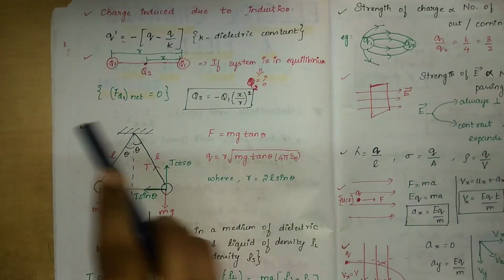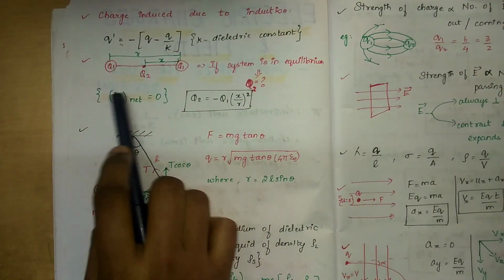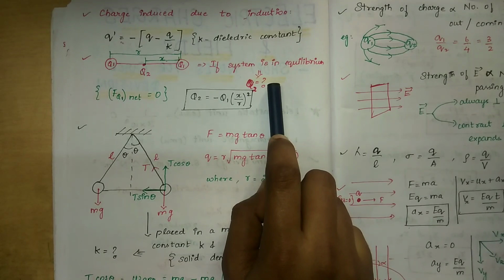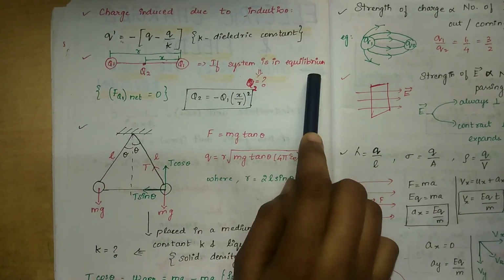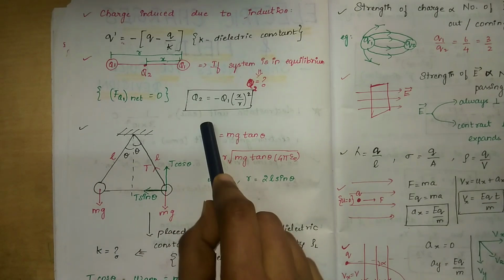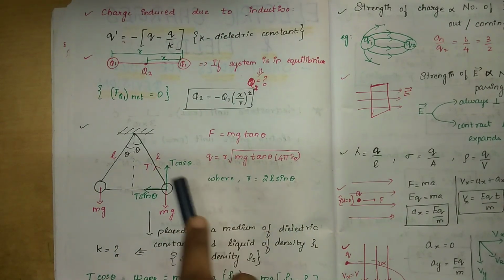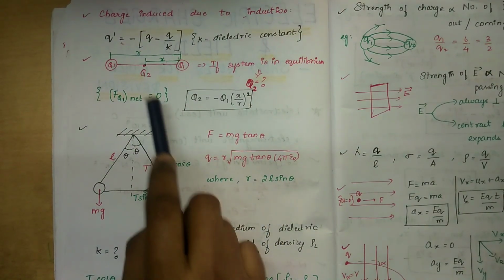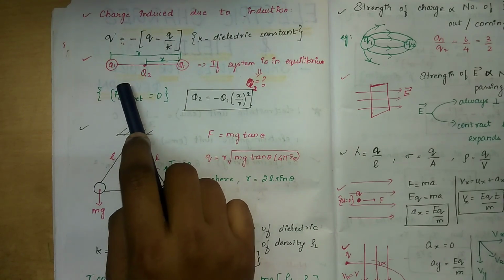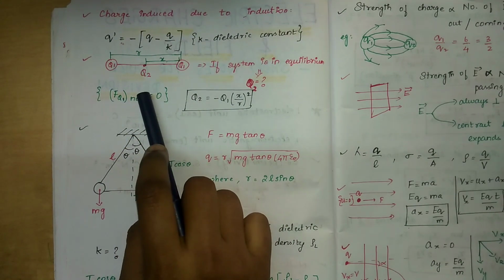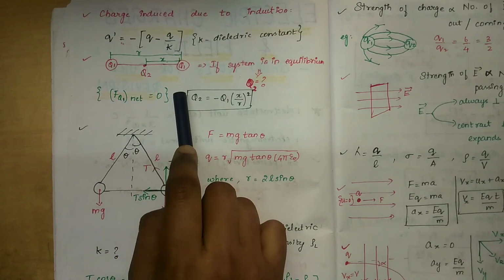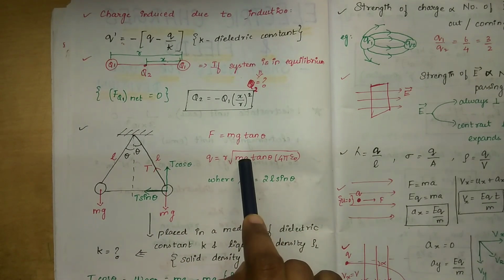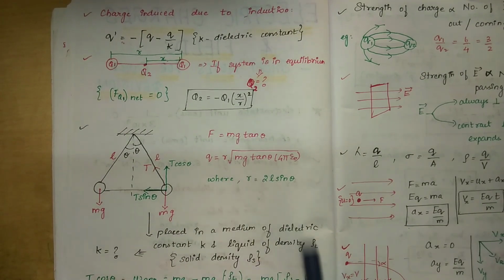Next one, if charges q1 are arranged likewise, in between which q2 is placed, and hence the system is in equilibrium. What is q2 to make the system equilibrium, they are asking. Here you take the net force on q1 equal to 0. You apply for both the forces, between q1 and q1, and q2 and q1. Both are equal, and you equate them, so q2 will be equal to minus q1 times x by r the whole square.